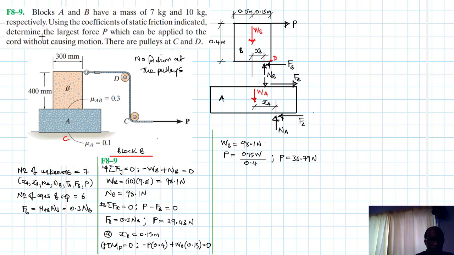So we have two values of P. So I'll say 1 and 2. Okay, this is 1. Alright, so now what we need to do is we are just going to transfer this down. So let's go to block A. We go to block A. So block A will say summation of forces in the Y.